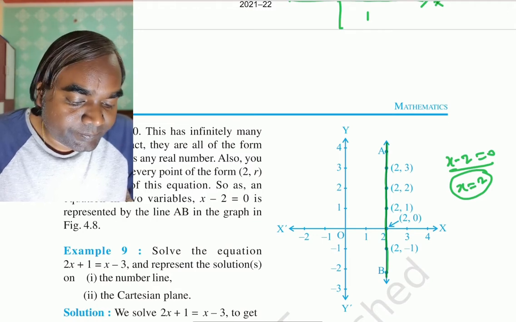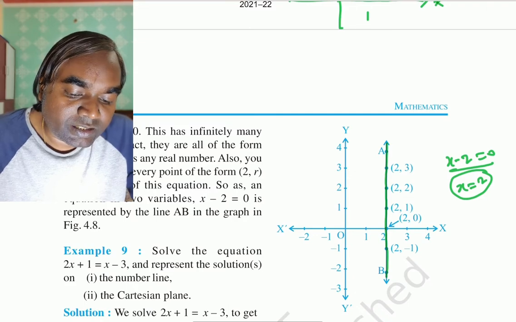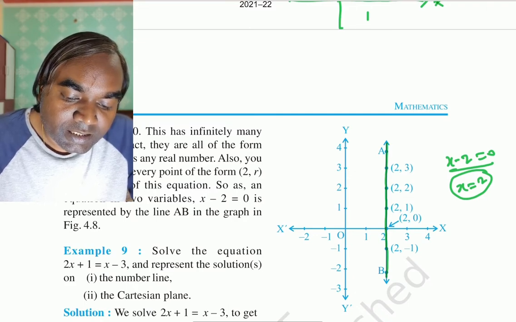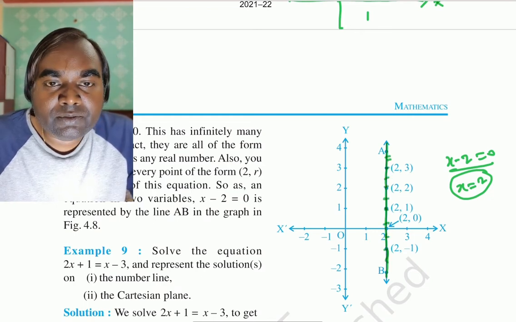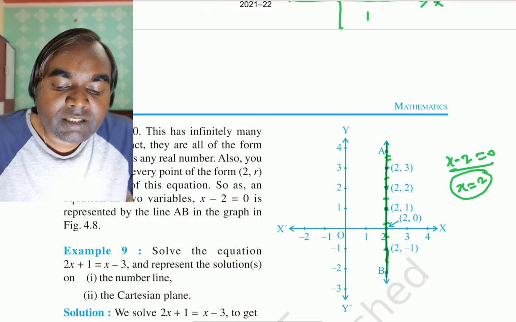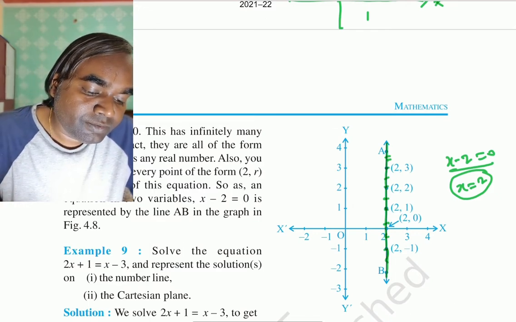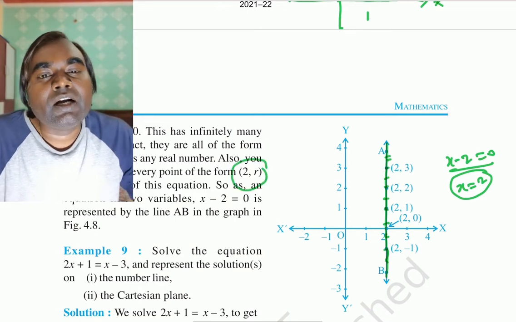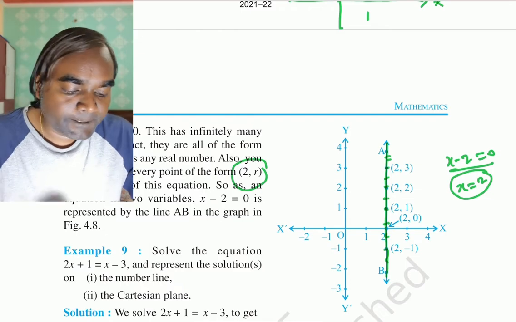And it can have many solutions because there are many points lying on this line AB. So all those points lying on AB will give the solution for x minus 2 is equal to 0, and that point will be in the form (2, r), where r will give the ordinate values.